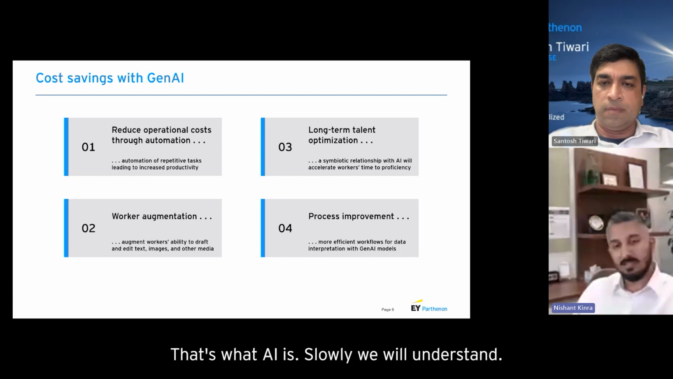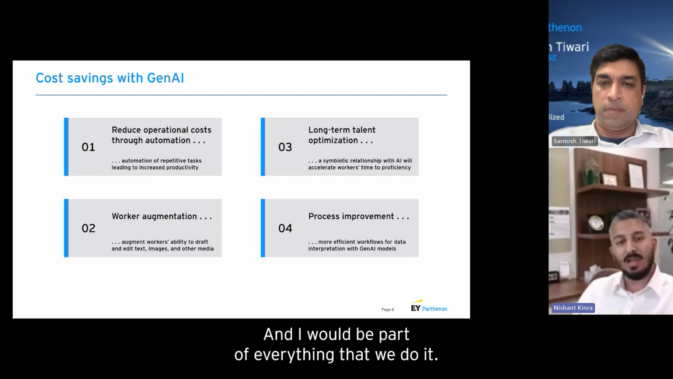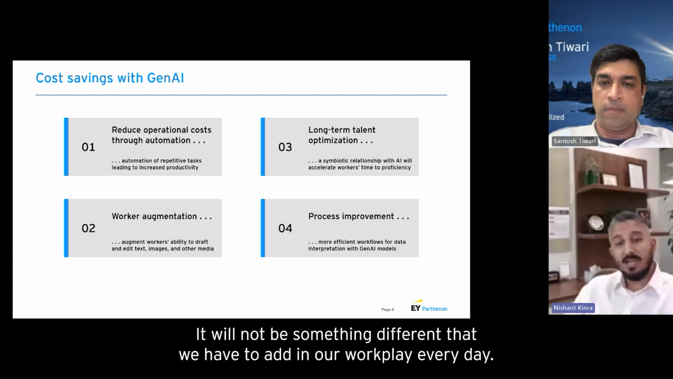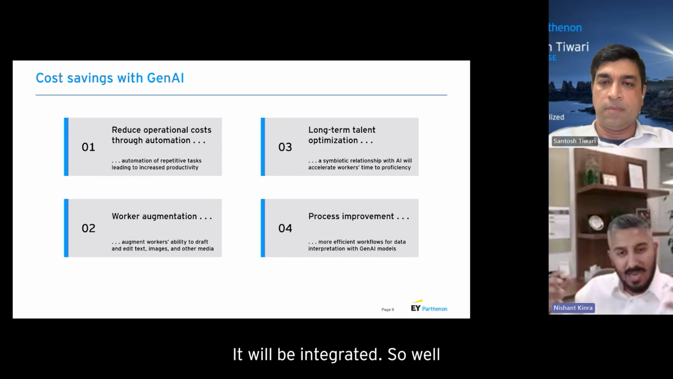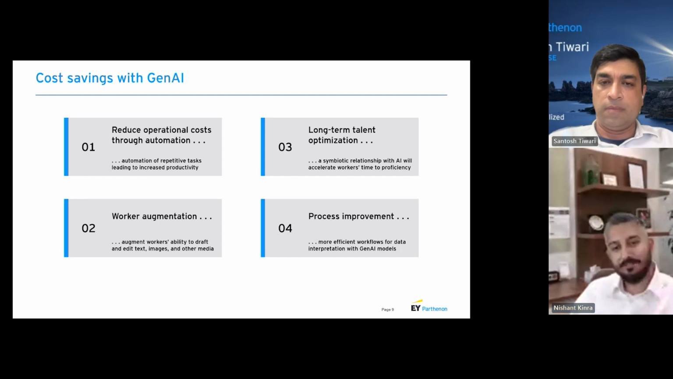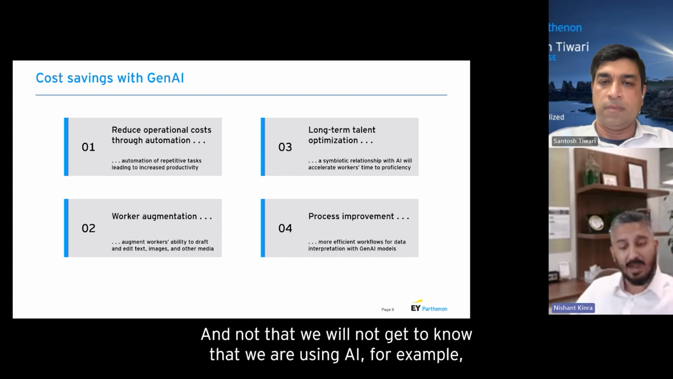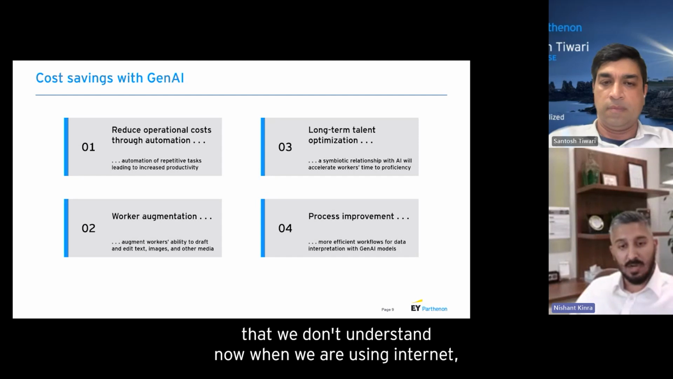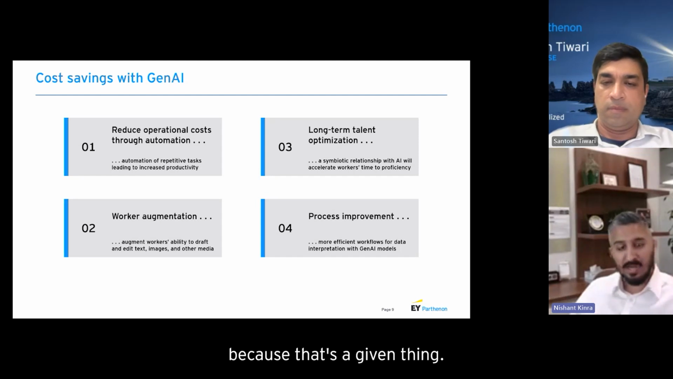That's what AI is. Slowly, we'll understand AI would be part of everything that we do. It would not be something different that we have to add in our work every day. It will be integrated so well in our everyday work and life that we'll not get to know that we're using AI. For example, we don't notice now when we are using internet, because that's a given thing. So AI would be a given thing as well.